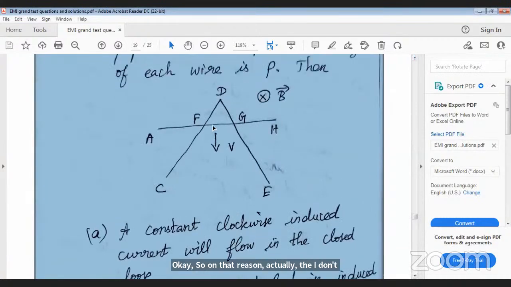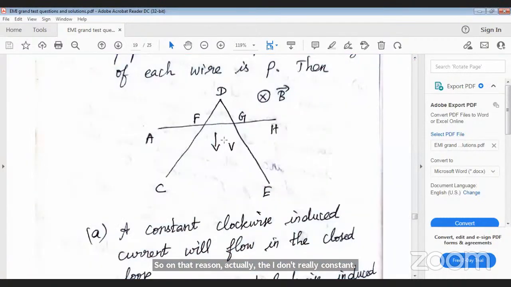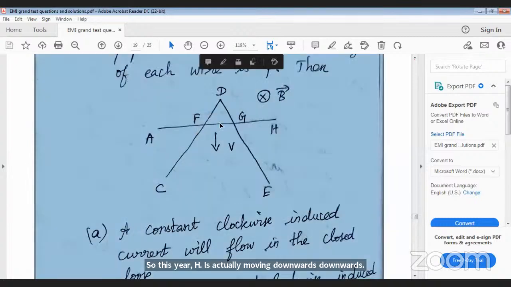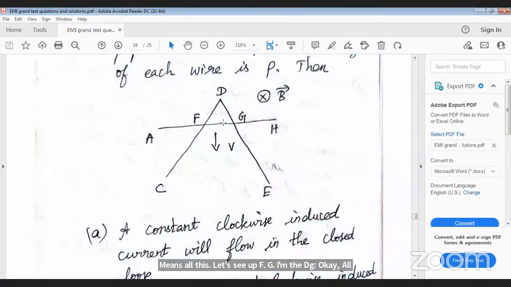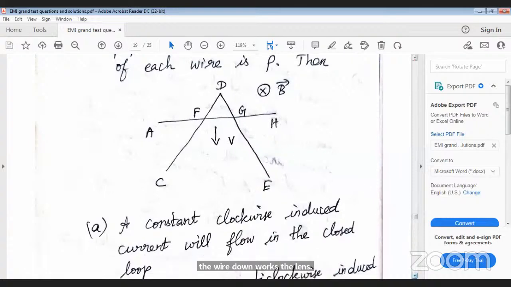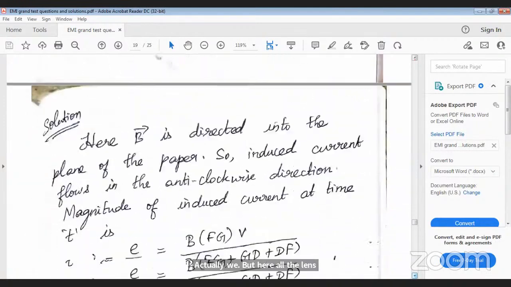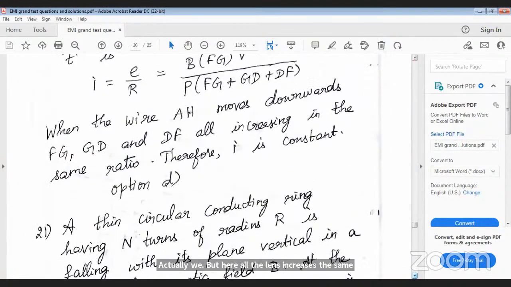So this AH has actually moved downwards. Downwards means all these lengths DF, FG and DG increase, because when you move the wire downwards, the lengths increase. But here all the lengths increase in the same ratio. So due to that, the resistance remains constant. So I is also constant.